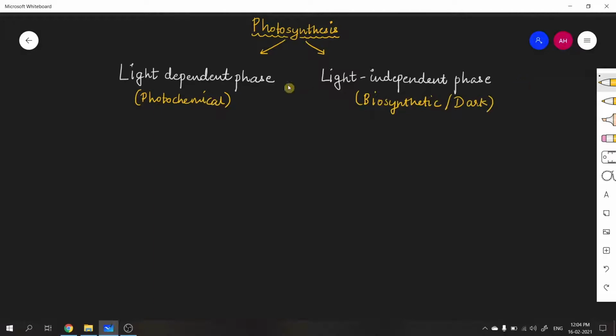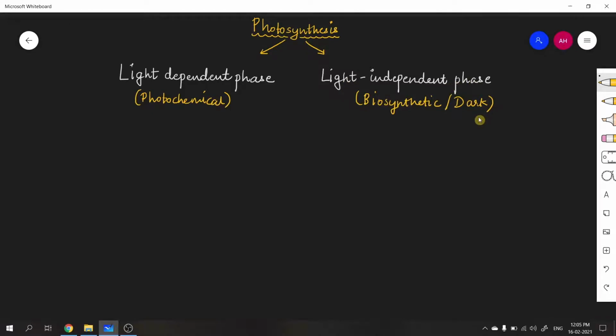Now, the light dependent phase, as the name suggests, is totally dependent on sunlight, and it is called photochemical because the chemical reactions occur in the presence of sunlight. The light independent phase is called so because it is not dependent on light, and it is called biosynthetic because biosynthesis of glucose takes place. The term dark phase can sometimes be misleading because it does not mean that it occurs only in the dark, just that it is not dependent on sunlight. So it is better to call it the light independent phase rather than the dark phase.